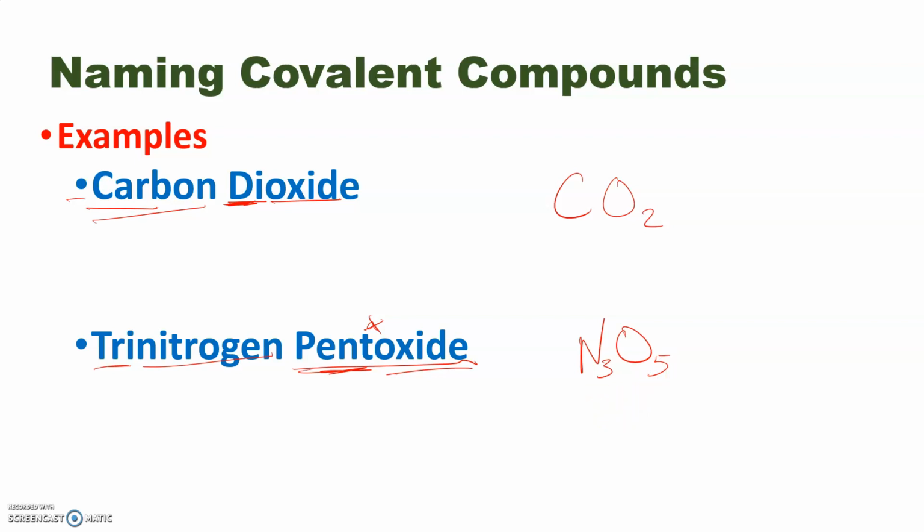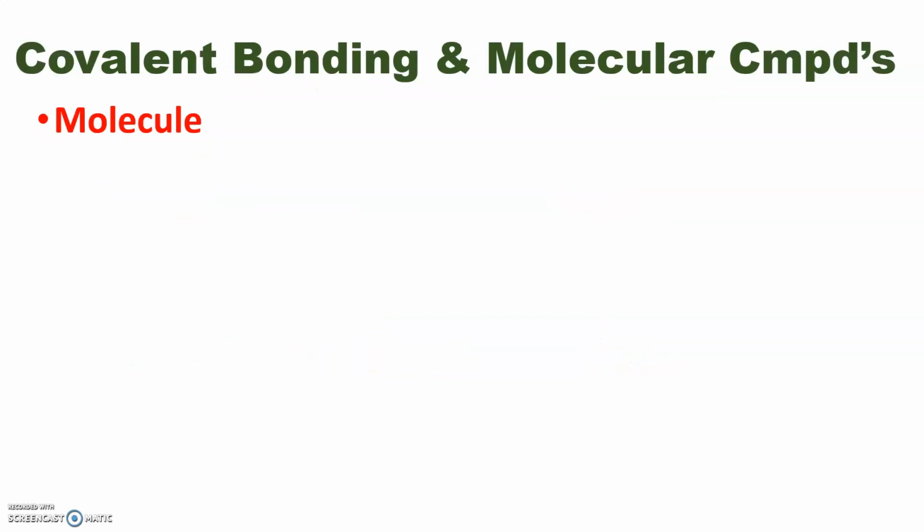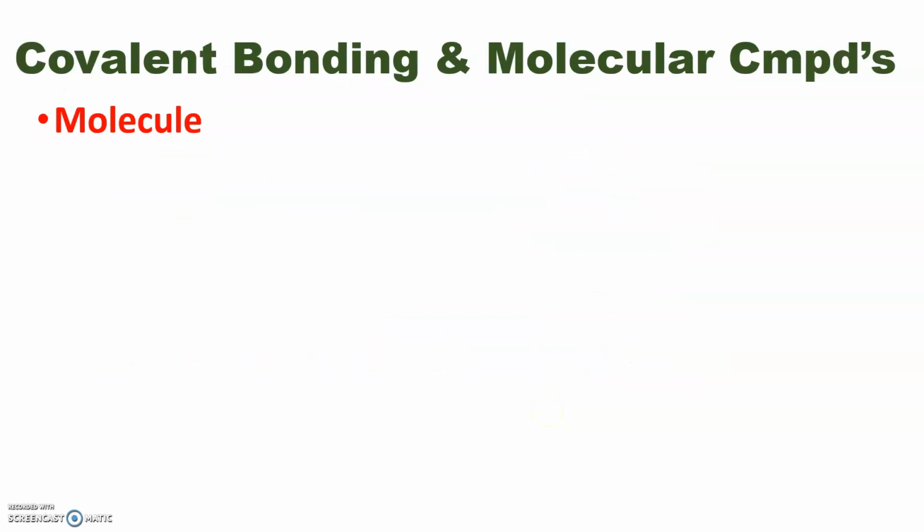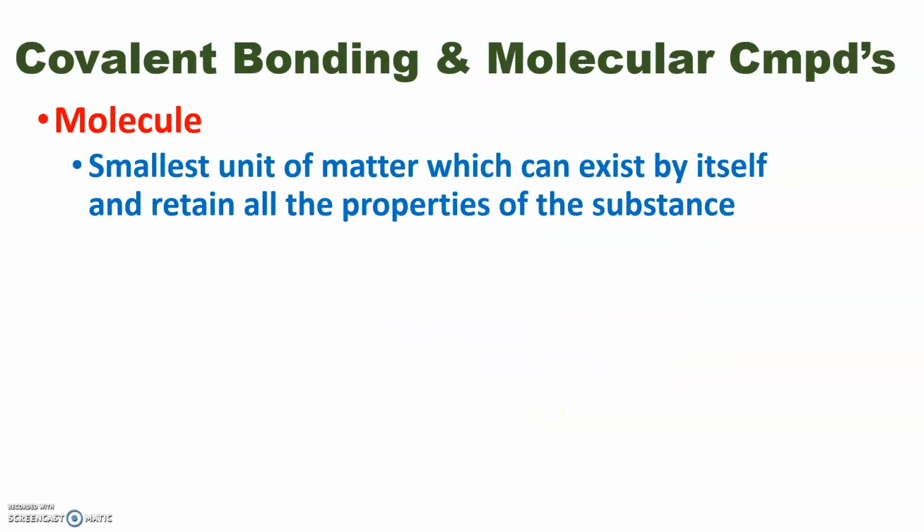So that wraps up naming and writing formulas, but there are some notes on covalent compounds. Remember, we call a covalent compound a molecule. So going back to this example, we have a CO2, we call this a molecule of CO2 or a molecule of trinitrogen pentoxide. Now a molecule is the smallest unit of matter which can exist by itself and retain all the properties of that substance. So it's for covalent compounds and is the smallest form of a compound.